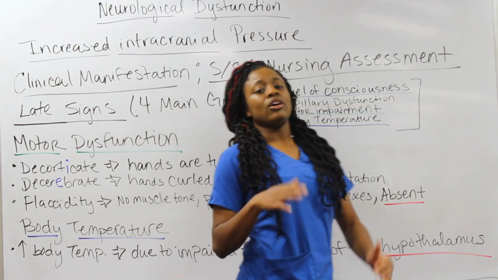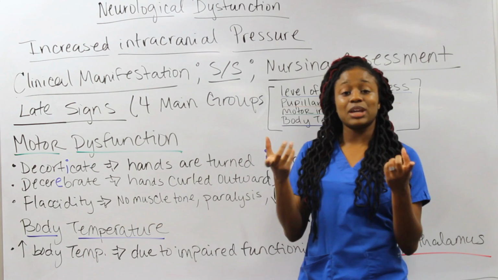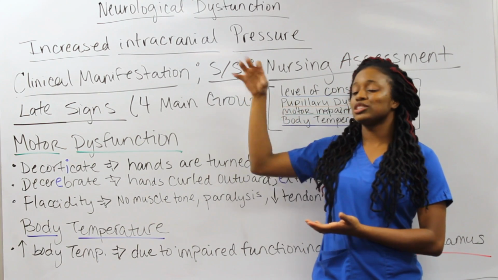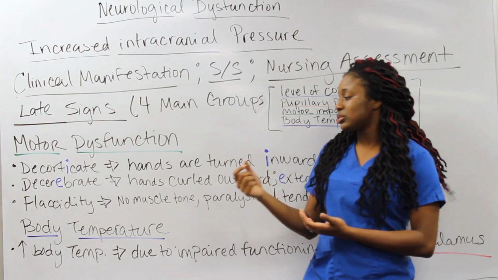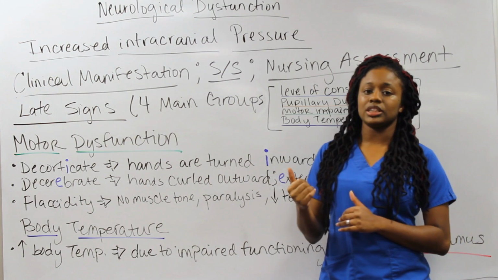So as you can see, the brain is being crushed, and everything is going down or escaping through this hole called the foramen magnum, which is in the skull. It's going down that hole, and as you can see, where there was no problem with body temperature before, there is now a problem with body temperature.